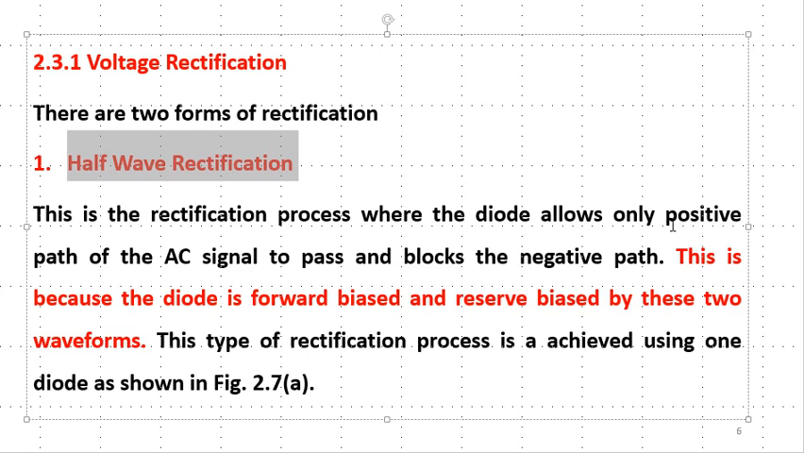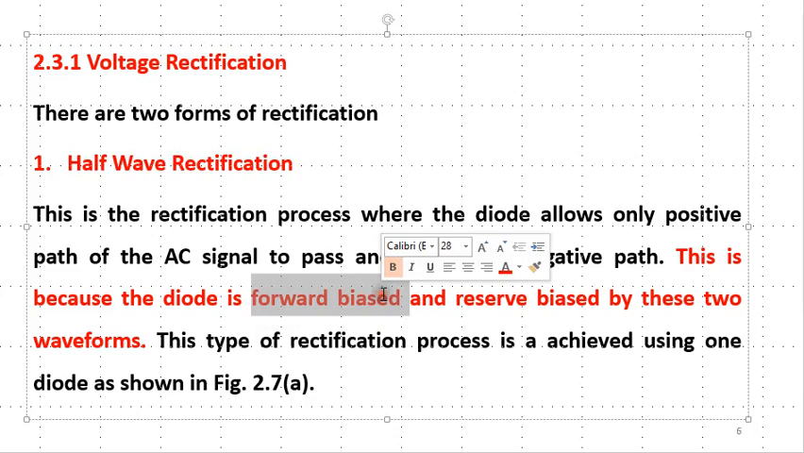At the same time, if we wish, half wave rectification can be a process of allowing the negative to pass and blocking the positive. Therefore, it allows only one polarity, either allowing positive and blocking negative, or allowing negative and blocking positive. The reason it does that is that the diode conducts only in forward bias mode, and in reverse bias mode there is no way it can conduct. We have already discussed this intensively.